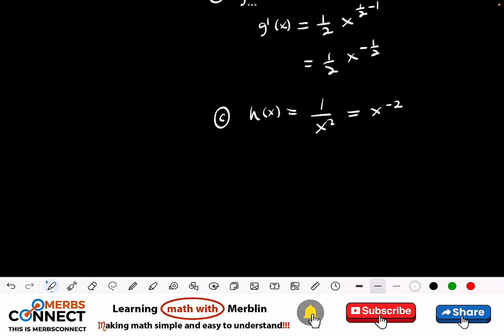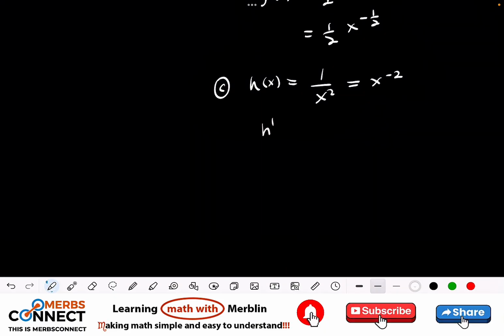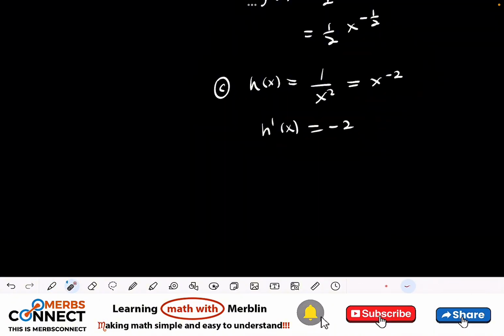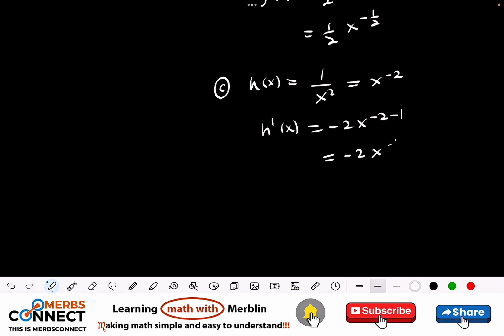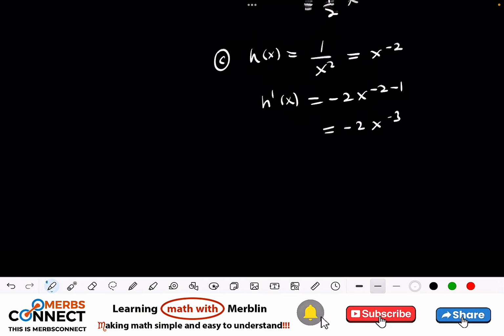So now I'm going to have this. Then what will be f prime of h prime of x? Negative 2 drops down, right? Then when I finish, I maintain the whole function, x to the power minus 2, then I subtract 1. So this will be minus 2 x to the power minus 3. Very nice, right? Good. So that's what you're going to get for C.